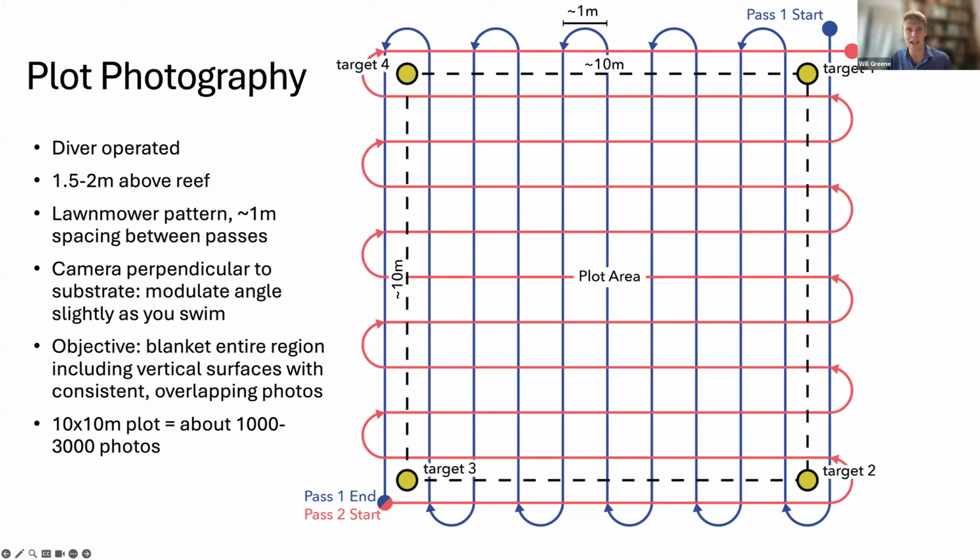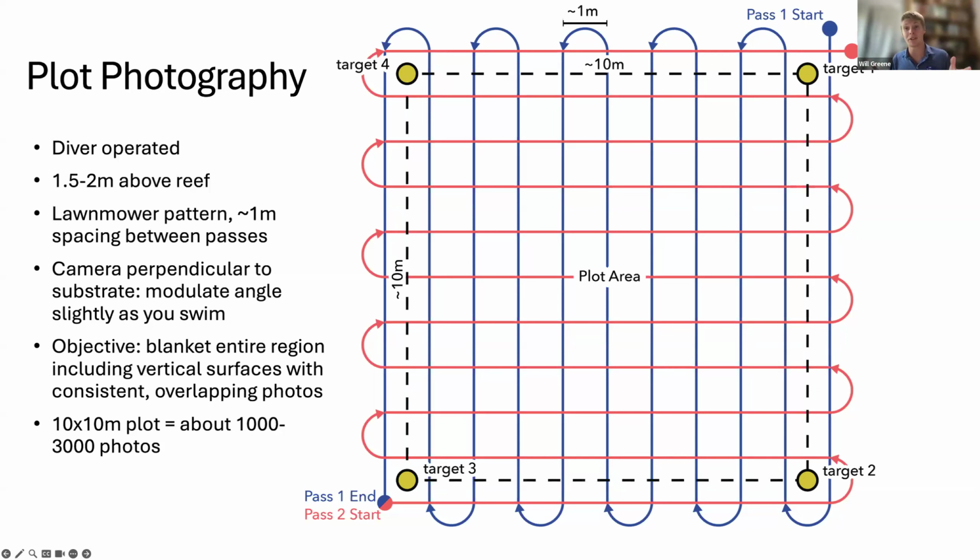We recommend keeping the camera perpendicular to the substrate. And what that means is you kind of modulate the camera angle ever so slightly as you swim to stay perpendicular to the substrate. So if you have a large coral head that you swim over, you position the camera, just hold it in your hand so that it points sort of at perpendicular to that as you go over it, and then back to flat.